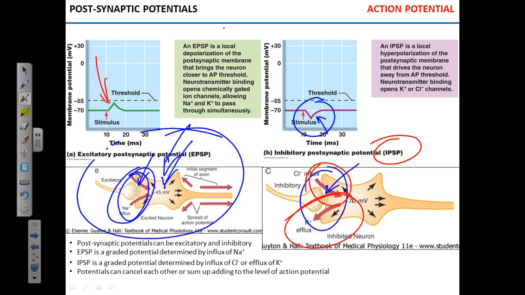So obviously, either way will work. Okay? Anyway, so that's inhibitory postsynaptic potential. It's also graded, right? It's a graded potential. Okay? We good so far?